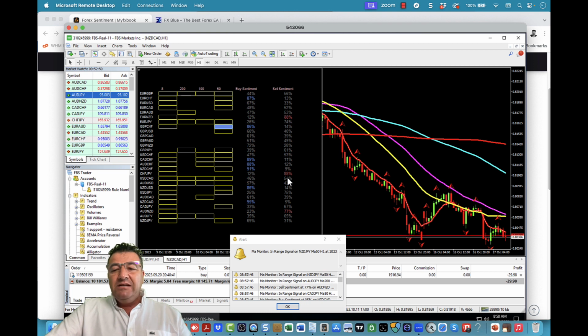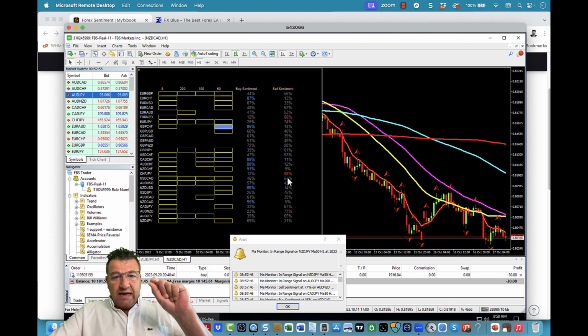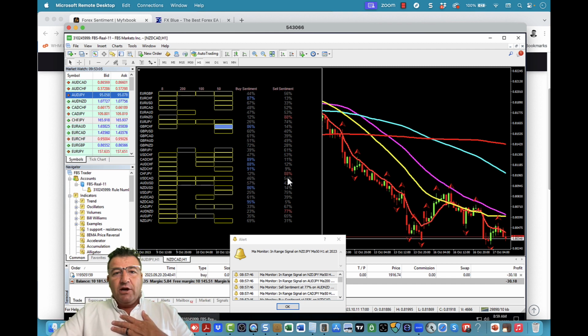It doesn't mean to start taking long positions. We still wait for the second candle to open above or below the 8 EMA to make a trading decision, but it's up to you what you do. That's just how I trade. I don't trade based on the sentiment. I just watch it so I can see exactly what's happening.